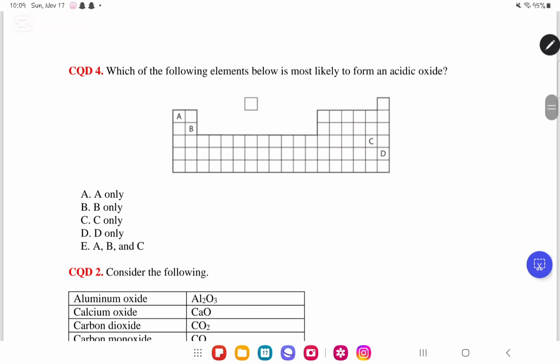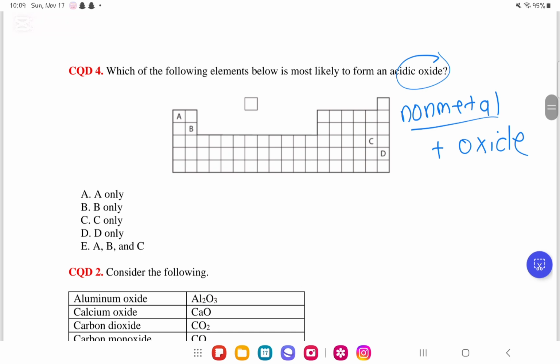Which of the following elements is most likely to form an acidic oxide? An acidic oxide is a non-metal plus oxide. So it has to be a non-metal that will react with oxide. We know that the metals are found to the left and non-metals are found to the right. So immediately we remove these two since they are on the left. Now we come over here to the right.